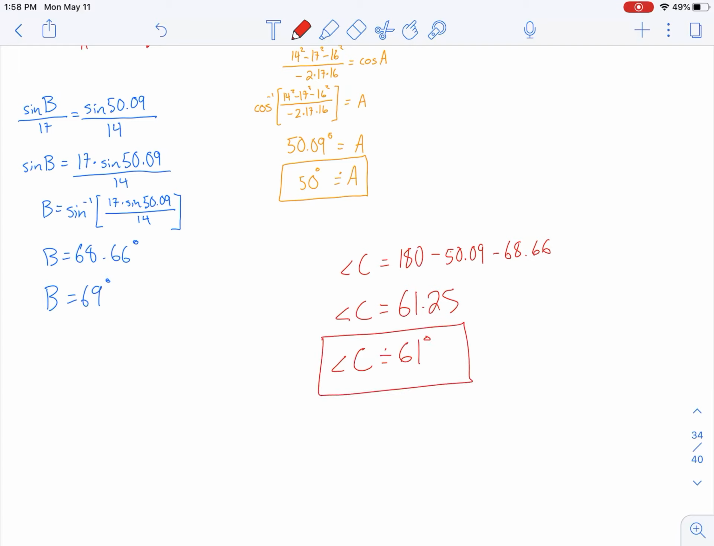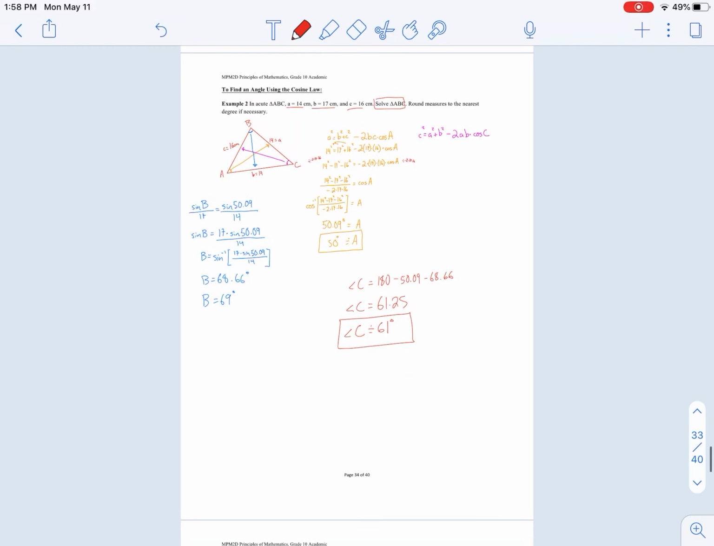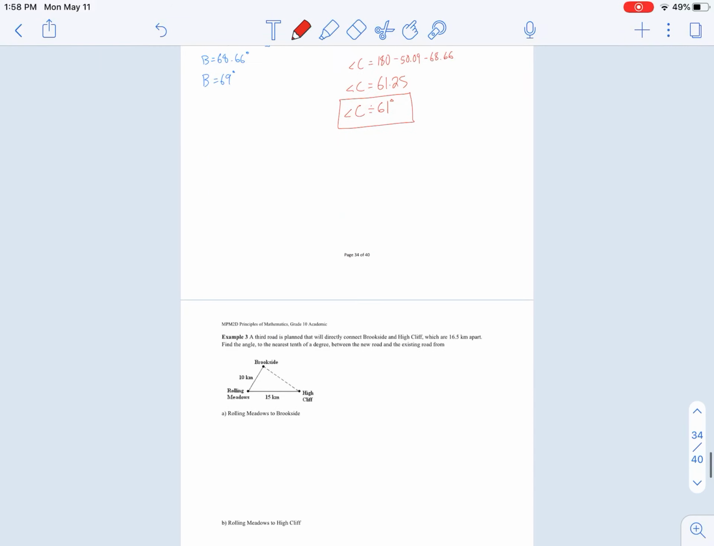So we can see, oh, this one adds up a little nicer there. We get exactly 180 degrees with our rounded values. Any questions there? Just ask away in class or email your teacher on that one.